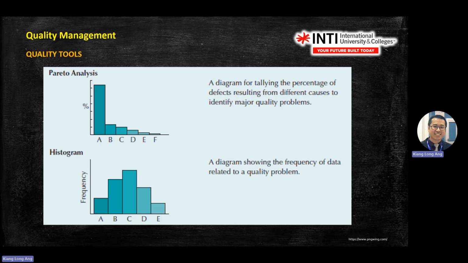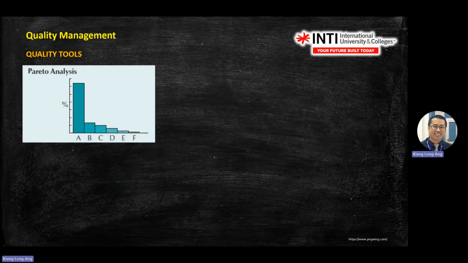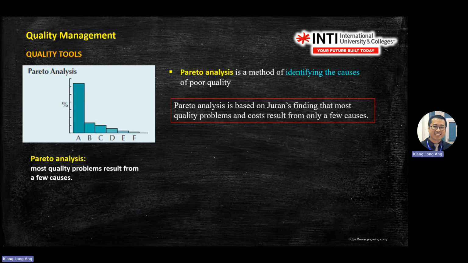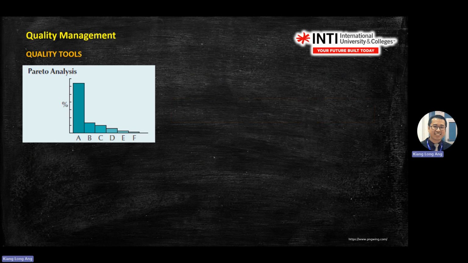Checklist. Pareto analysis. This one is a diagram. You plot a graph. What is item 1, item 2, then y-axis, x-axis. Histogram. Histogram is a graph that gives you frequency versus the parameter. Okay. This one you read. Pareto analysis.